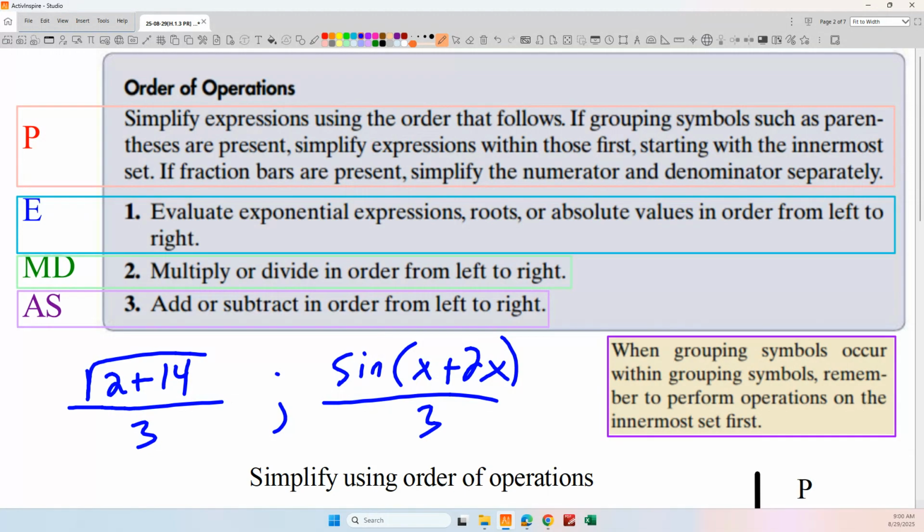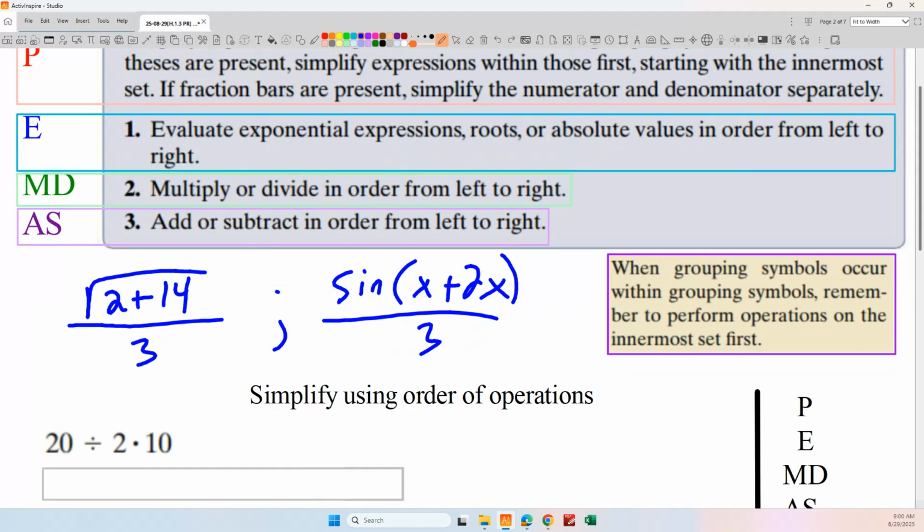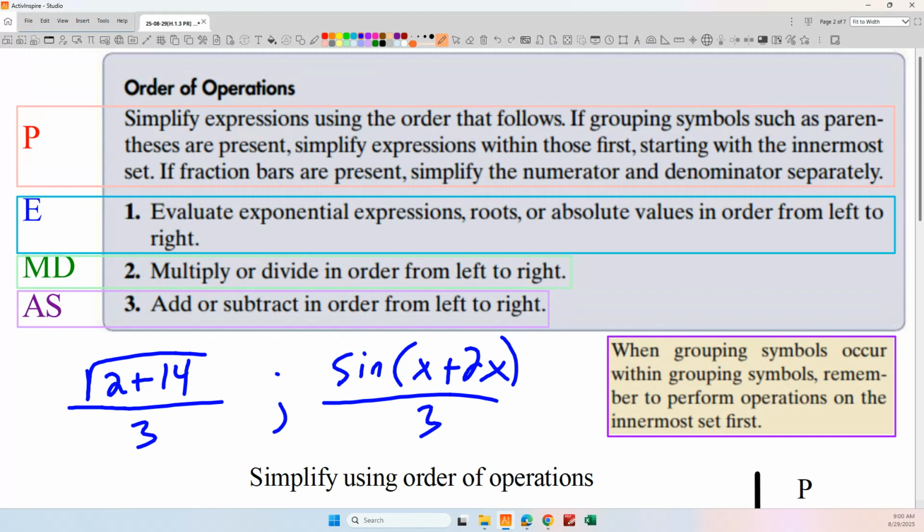E for exponents, right? So what do exponents include? Obviously exponents. What else sneaks in there for exponents? Okay, roots or radicals, right? Anytime we have a radical or any kind of a root, and we'll talk later in the year why that's the case, but those also count as exponents. Then we get multiplication and division.